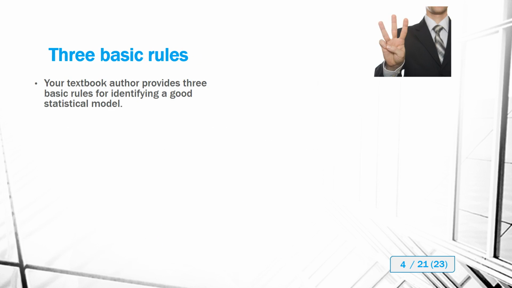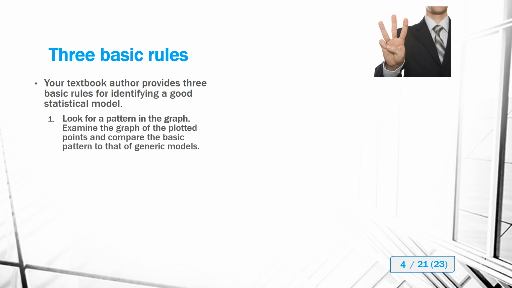The author of your textbook provides 3 basic rules for identifying a good statistical model. So let's go over them. The first rule is to look for a pattern in the graph. So you basically make a scatter plot and you're looking at the plotted points to see, is there any sort of pattern here that resembles the same patterns that we see in basic generic models.